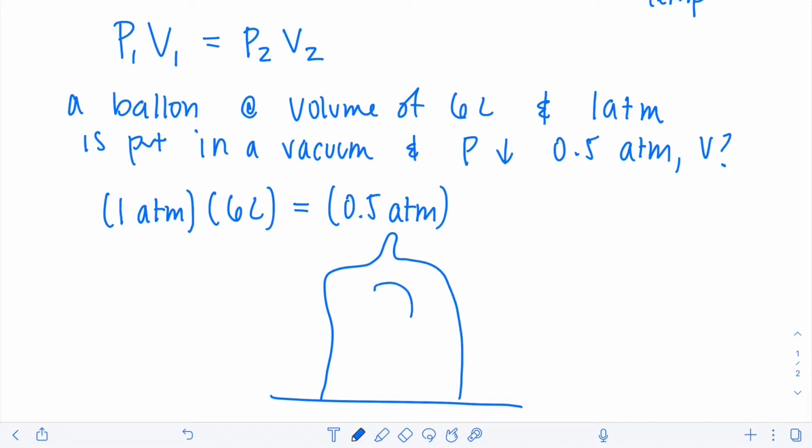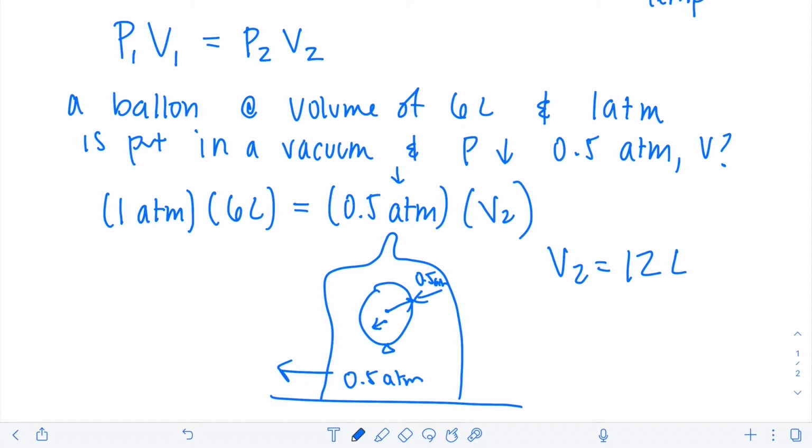I put a balloon in here, and I take air molecules out of the vacuum. That's how a vacuum works. The outside pressure equals 0.5 atm. Inside of the balloon, the volume will expand until the pressure on the inside is equal to the pressure on the outside. So that's why we can set it equal here. Times V2. And then you solve, and the volume will equal 12 liters. And that makes sense. Pressure increases, volume decreases, or vice versa. So here my pressure is decreasing, so my volume should increase.